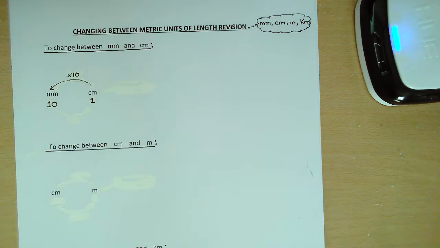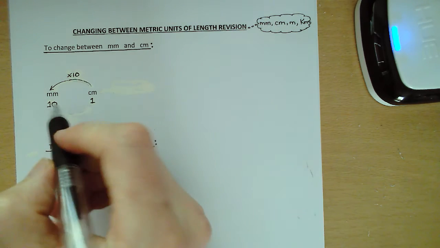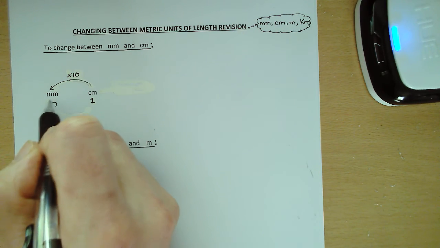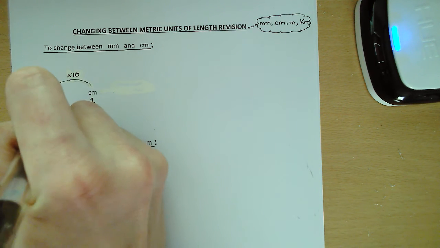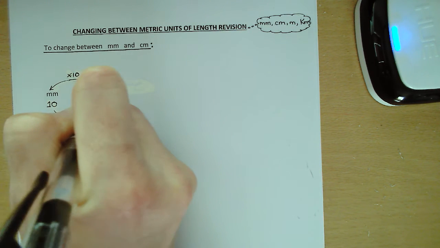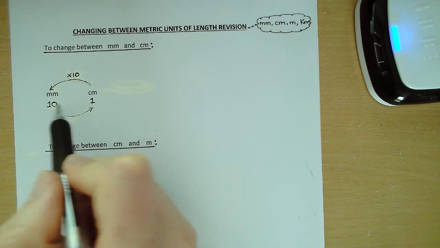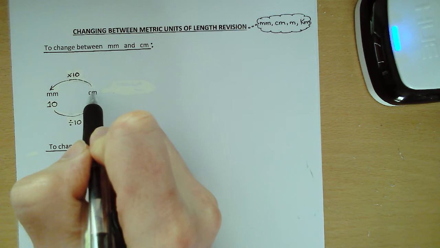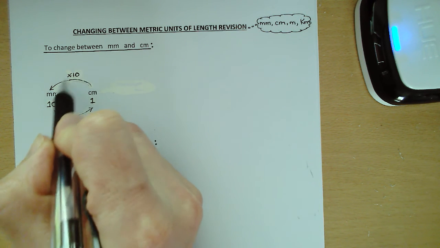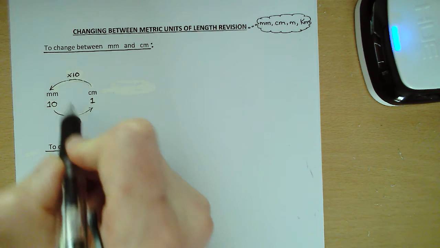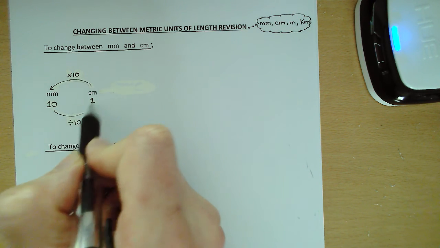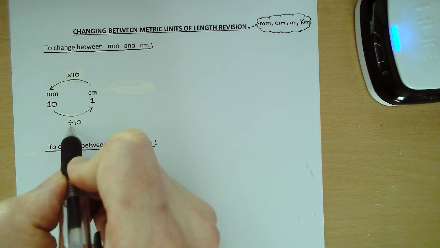Now, the reverse is true. What if we want to change from millimeters into centimeters? So we want to move in this direction. Well, how do we get from 10 to 1? Well, we've got to divide by 10 this time. Do you notice when you change from the bigger unit into the smaller unit, you multiply? And when you change from the smaller unit into the bigger unit, you actually divide.